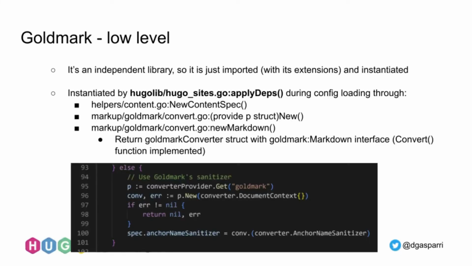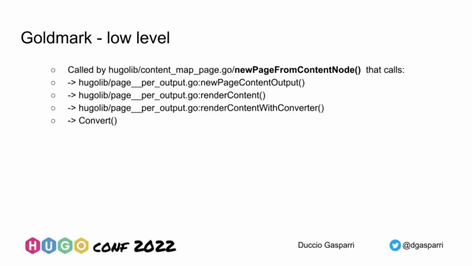And then we have the Goldmark. The Goldmark is a third-party library, so it is not changed in Hugo. It is just imported along with some of its extensions, and it is instantiated at the very beginning during config loading. There is one instance that never changes. It is provided to the code as an interface, a Markdown interface. This Markdown interface exposes the convert function, that is a function that takes the Markdown and returns the HTML. Nothing special here.